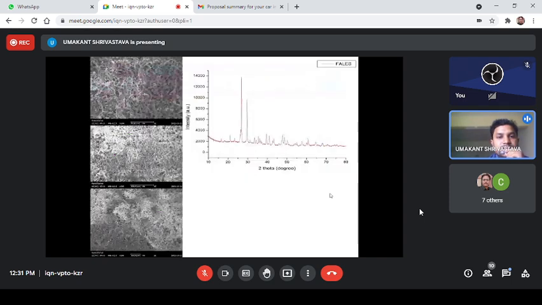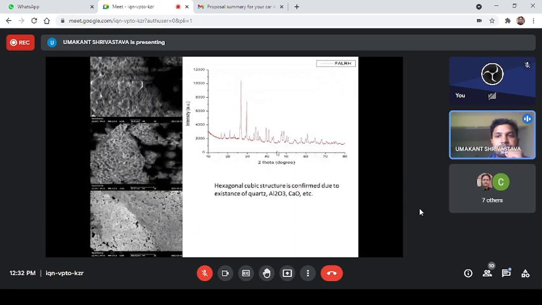This is the same analysis, the same graph, of the FALES sample and the XRD plot of the same material. The analyses are taken at 200 magnification, 500 magnification, and 1000 magnification, and we can see the materials are very well coagulated with each other. All the components are very well coagulated with each other.